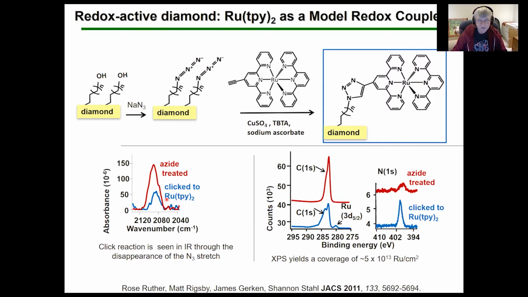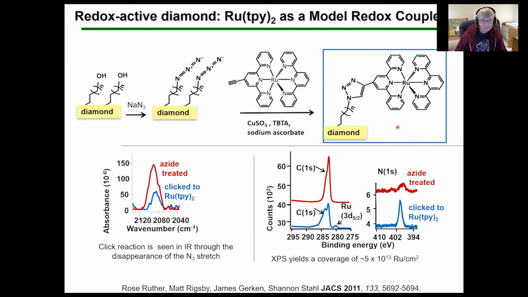So again, we can characterize this by infrared. You can see this is a pretty weak absorbance, about 10 to the minus 4 absorbance units for the azide, but it's a very distinctive chemical group. We can see that largely, but not completely, disappear when we do the next step. So we have confidence that in fact we're forming this triazole ring. And of course, XPS also shows that we're forming these molecular layers with pretty decent coverages for molecules that are this large.